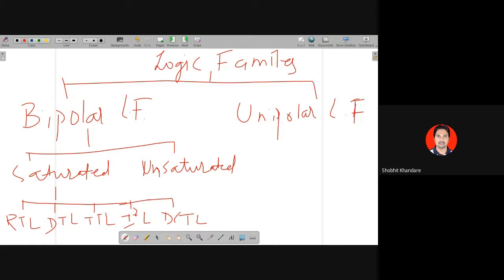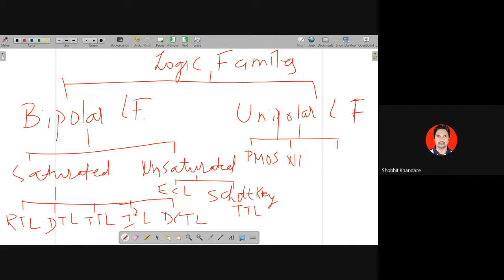Okay. Under the unsaturated, you can just write down two. One is ECL, and the other one is Schottky TTL. I hope you are writing down this Schottky TTL. Under the unipolar, you have mainly three. I'm giving you the main ones. Okay, one is called as a PMOS, other one is called as NMOS, third one is called as a CMOS.